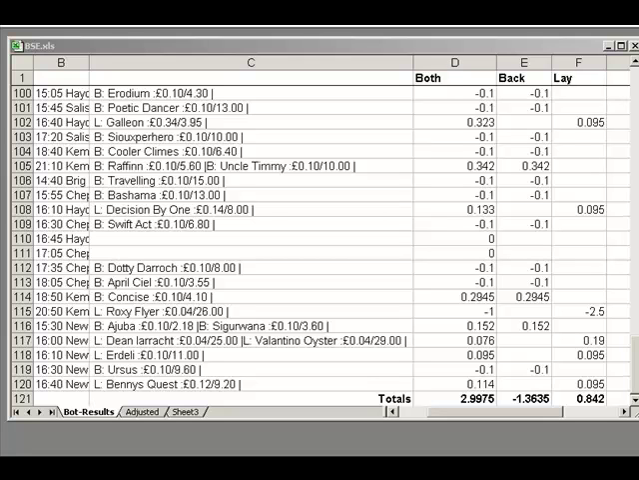This one is about betting speed evolution. This is the software that Michael's talking about at the moment, or the system Michael's talking about at the moment.